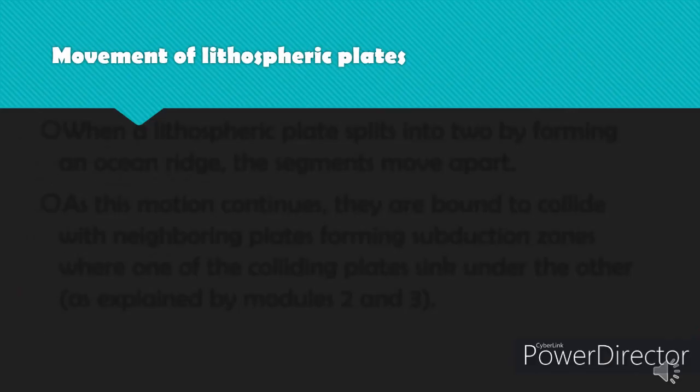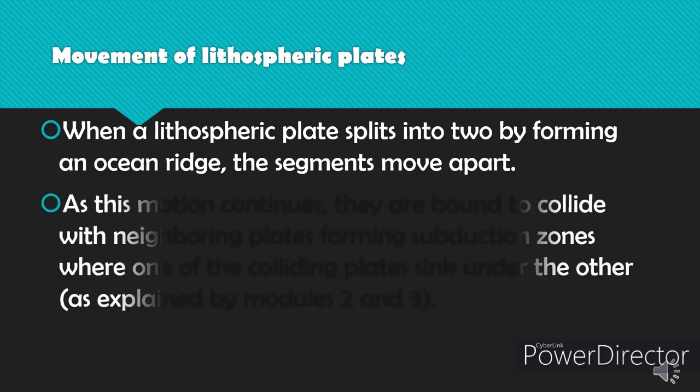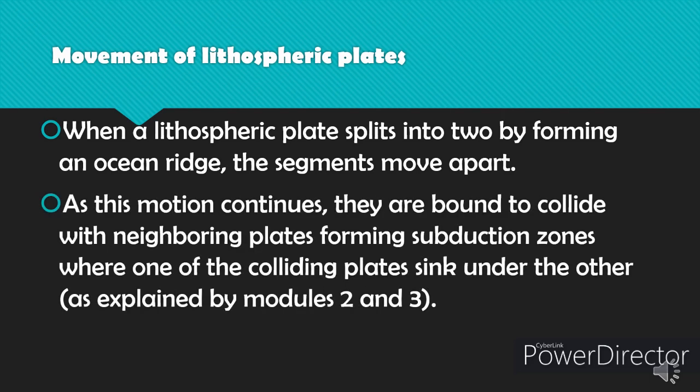The lithosphere floating on top of the asthenosphere is affected by any movement in the fluid. Movement of lithospheric plates. When a lithospheric plate splits into two by forming an ocean ridge, the segments move apart. As this motion continues, they are bound to collide with neighboring plates, forming subduction zones where one of the colliding plates sinks under the other, as explained by modules 2 and 3.